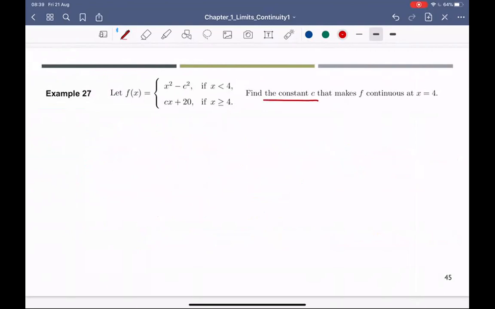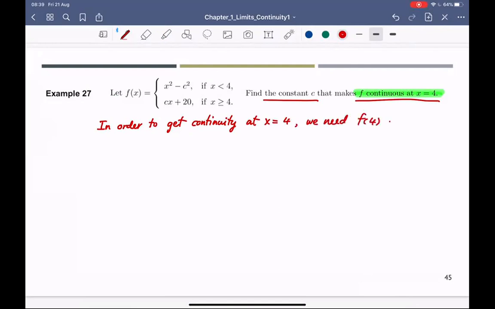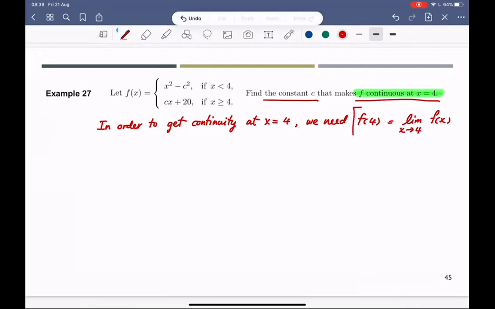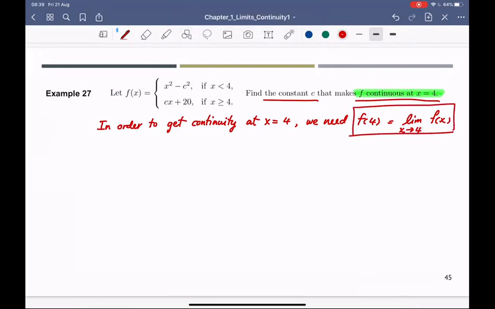I want you to solve for the constant c that makes your function continuous at x equal to 4. All right, so I know that in order to get continuity at x equal to 4, what we need is f(4) equal to the limit of f(x) when x goes to 4. This is the condition that we need. If we have this, we have a continuous function at x equal to 4. So we're going to start from there, and then we're going to get the equation that we can solve for c. So first of all, let's compute f of 4.